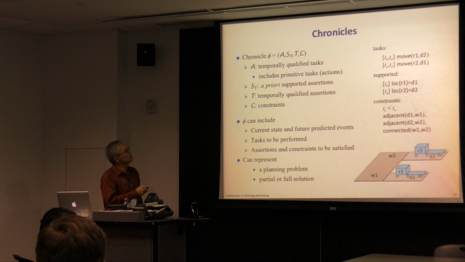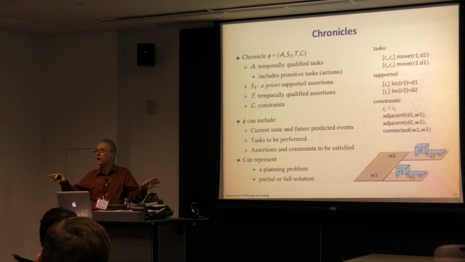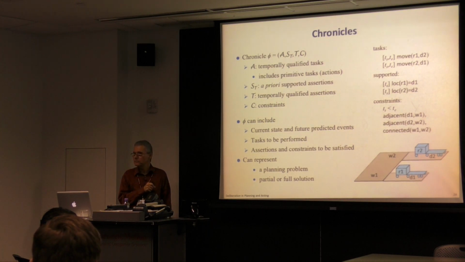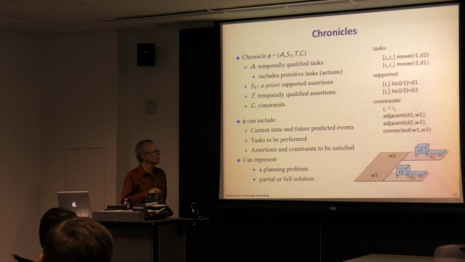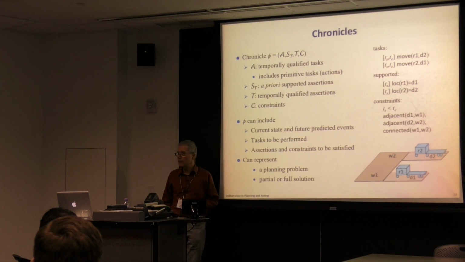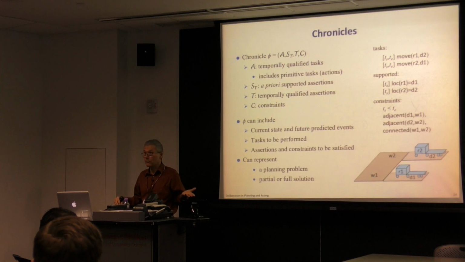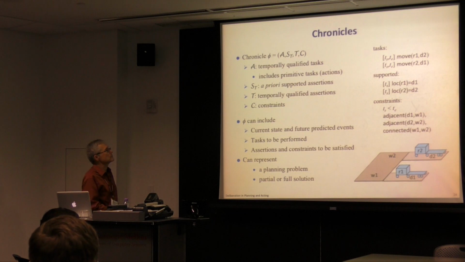It's going to contain a list of temporally qualified assertions that are not supported a priori, and so those are going to give us some open goals, and finally some constraints. Okay? So, the chronicle can include information about current state, future predicted events, tasks to be performed, assertions and constraints to be satisfied. It can represent a planning problem. It can represent a partial or a full solution to a planning problem. And you'll see that as I go through an example.